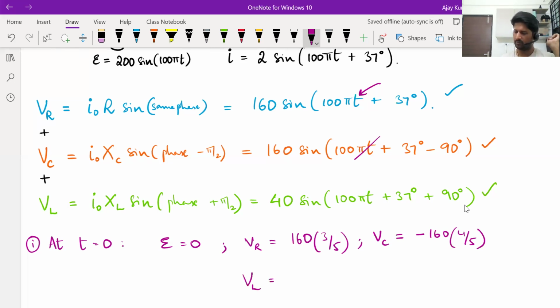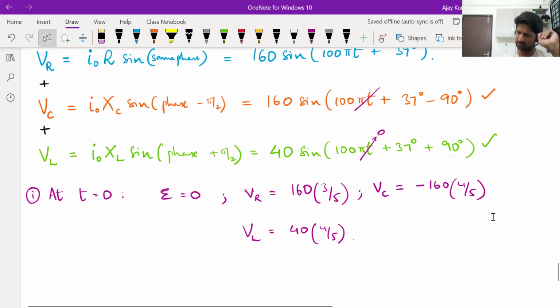Next, voltage across the inductor at that moment. T is 0, so it's sine 37 plus 90. Sine theta plus 90 is simply cos theta. So it becomes 40 cos 37. 40 into cos 37 is 4 by 5. Fine.